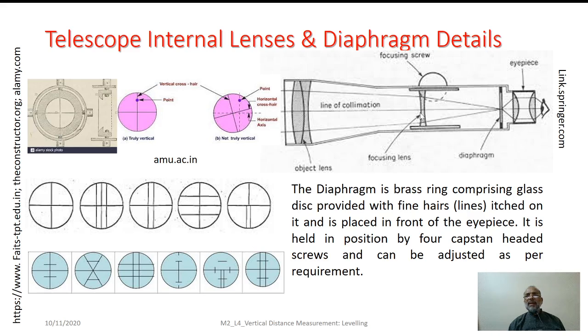Here, some internal constructional aspect of the telescope can be seen. Eyepiece, position of eye, position of the diaphragm. Here it is nothing but the focusing lens. This is the focusing screw. Then the object lenses. So this particular internal part is not exactly dealing with our leveling operation, but it is just one of the constructional aspects.